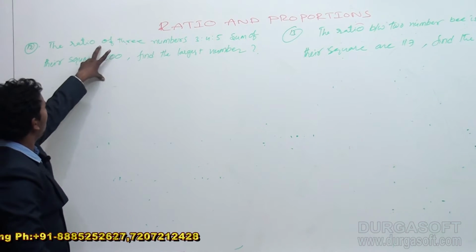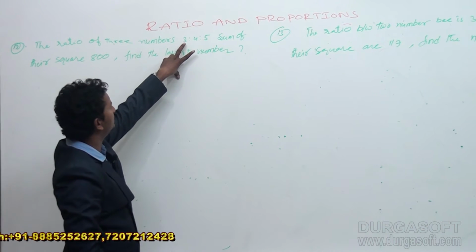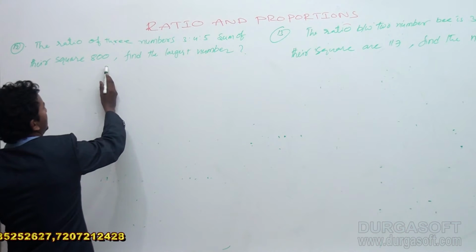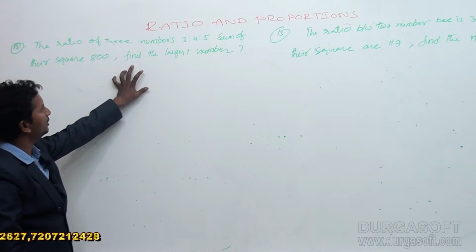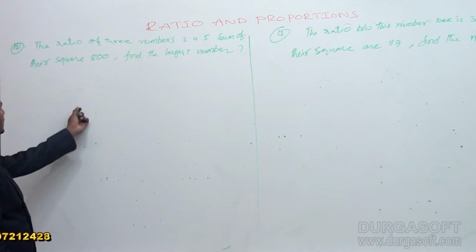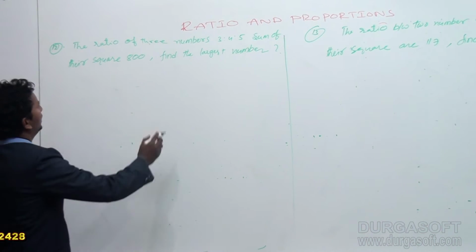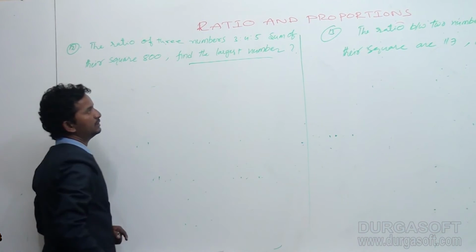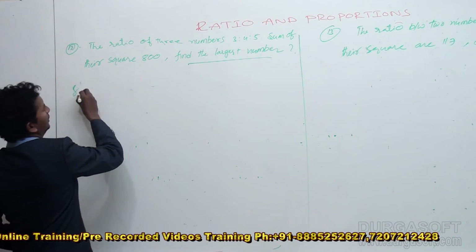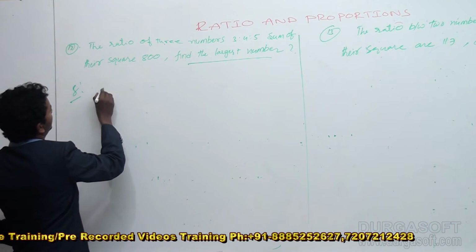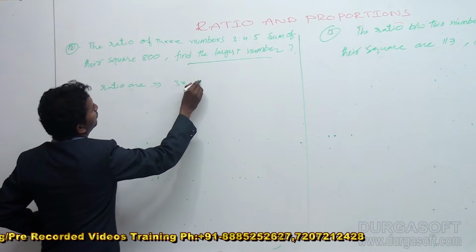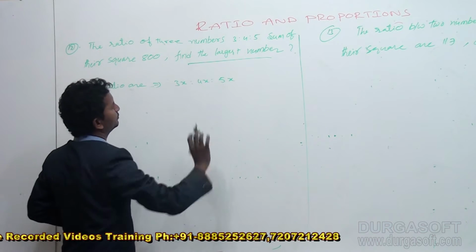Now the ratio of three numbers is 3:4:5, the sum of their squares is 800. Find the largest number. Here what is the largest number? First you find that out. I don't know which one is the largest, but they gave 3:4:5. I am taking the ratio of these numbers as 3x:4x:5x. These are the numbers.